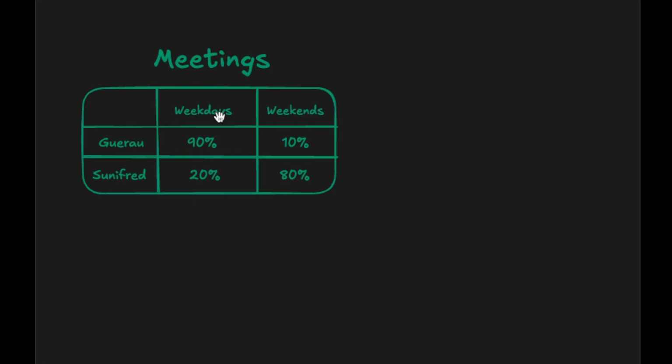Let's see how she spends the time with them. This table shows how she spends the time with her lovers. You can see that with Gerau, she meets mostly during weekdays. 90% of the times that she meets with him, it's during weekdays, and only 10% during weekends. On the other hand, with Sunifred, it's the opposite. She meets with him mostly during weekends, and only 20% of the time during weekdays.